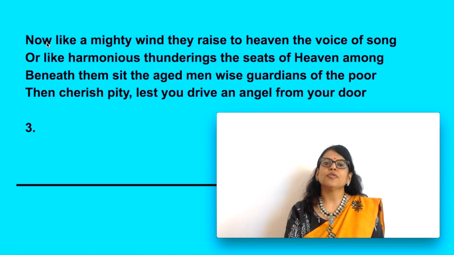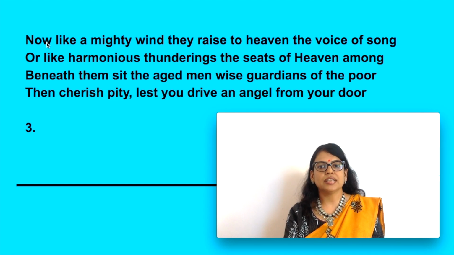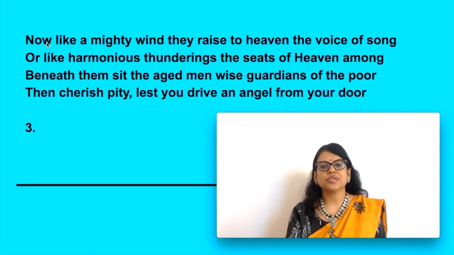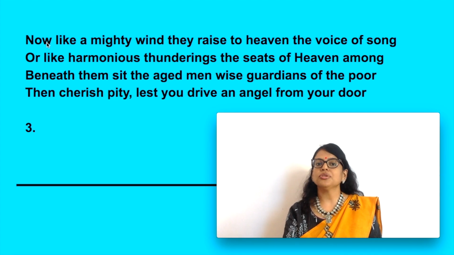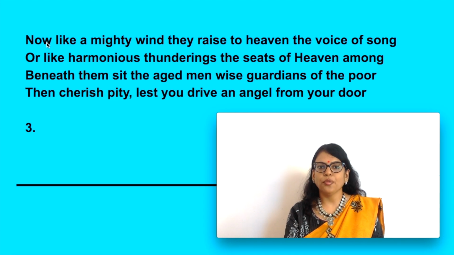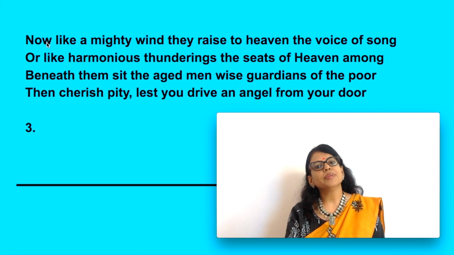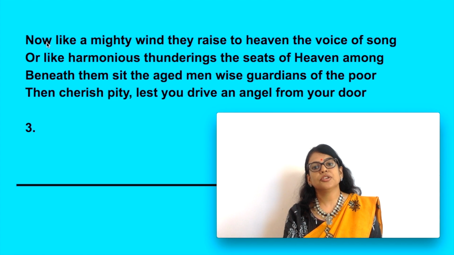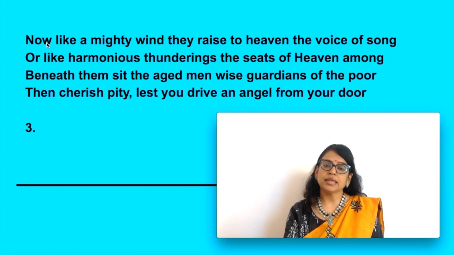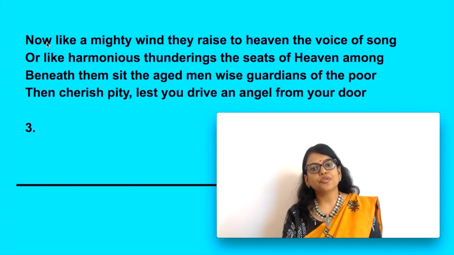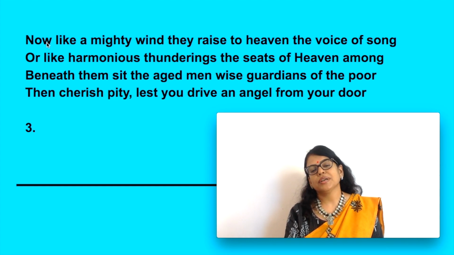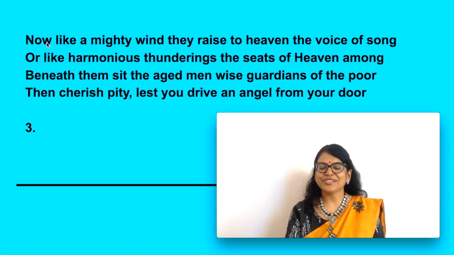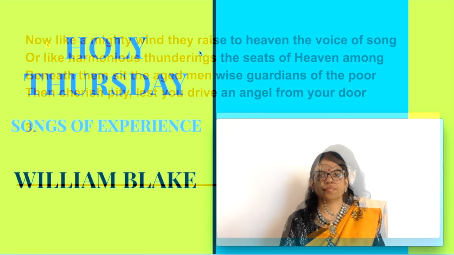So this is the essence of Holy Thursday that the poet captures, that these orphans of London town are being marched to St. Paul's Cathedral. And in the end, he also urges you that you must grant them their wish, you must bless them with a gift, and you must not turn away an angel from your door. You must cherish pity. You must realize that you must think about them. You must really pay attention to the fact that they have not been as blessed as your children are, or as other children that you know in the vicinity are, and therefore you must really grant them your blessings. You must bless them with a gift. And this is what the poem Holy Thursday is about.